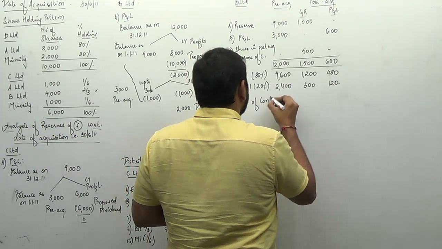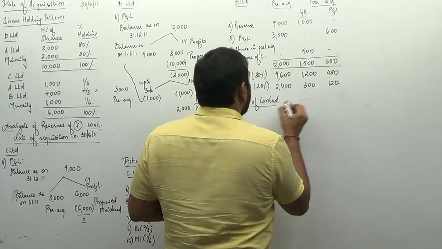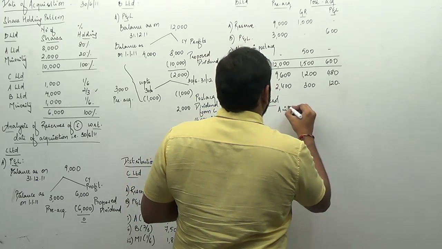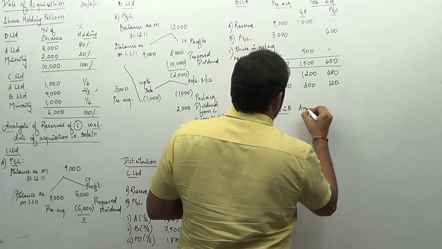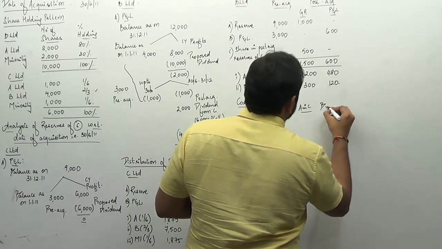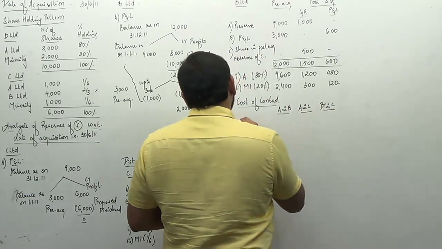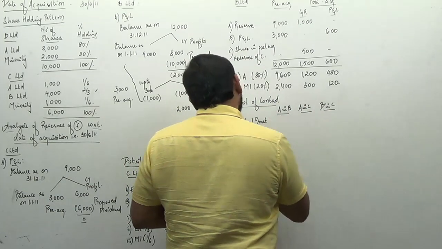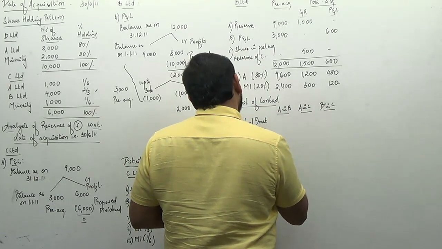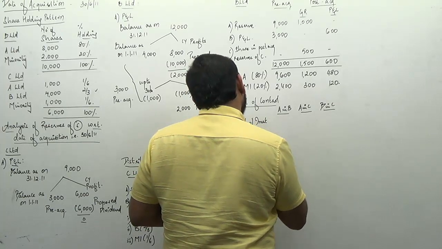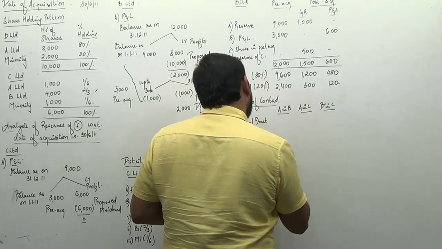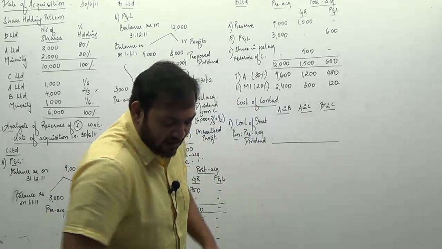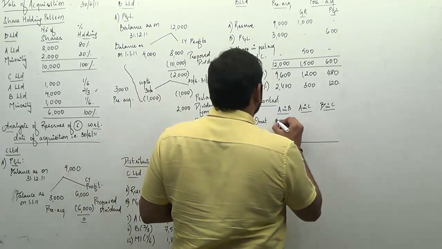Cost of control. A and B, A and C, and finally B and C. Starting with your cost of investments, reduced by pre-acquisition dividend. Cost of investment is 95,000, 13,000 and 53,000.